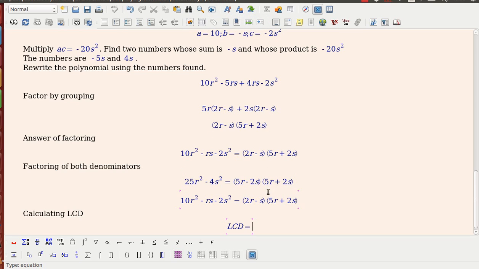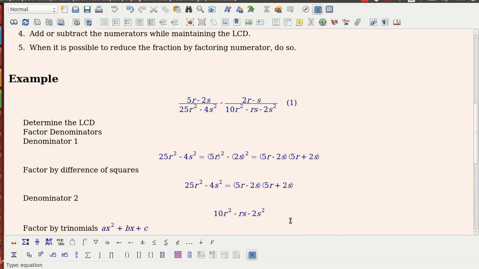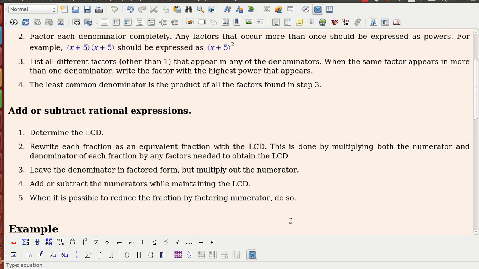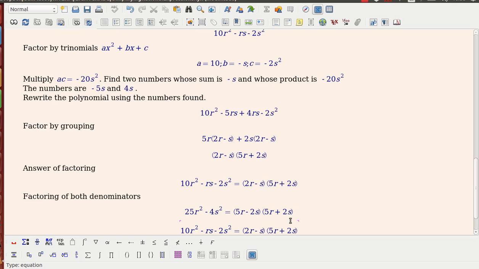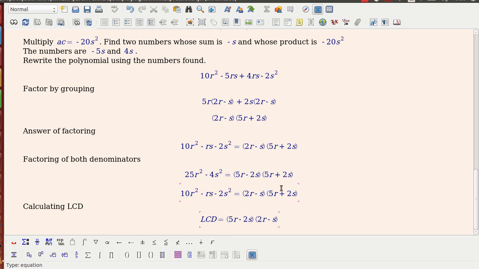5R plus 2S is a common factor. I'm going to list the different factors: 5R minus 2S, and 2R minus S, a different factor. Now, when the same factor appears in more than one denominator, write the factor with the highest power that appears. 5R plus 2S is the same factor. Highest power, 1.